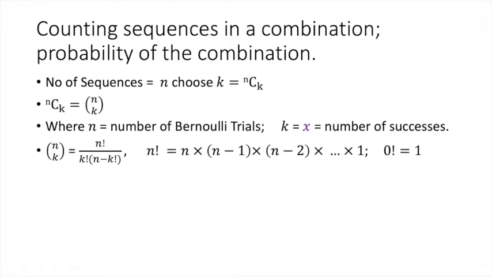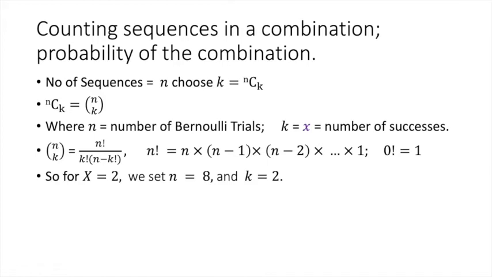The formula is n choose k equals n factorial divided by k factorial times (n minus k) factorial. Notice factorial is a special function marked by the exclamation mark. So n factorial is simply the product of all the numbers starting from n all the way down to 1. And also note 0 factorial is defined as 1.